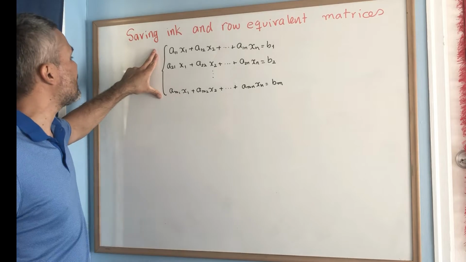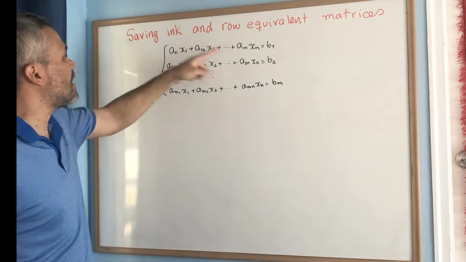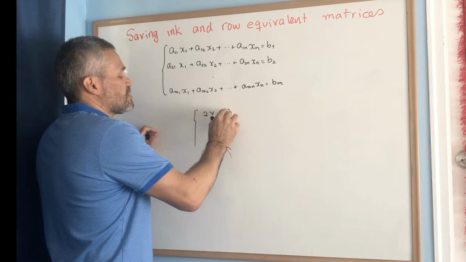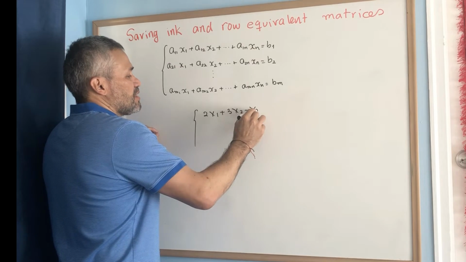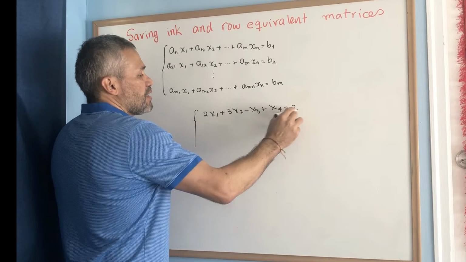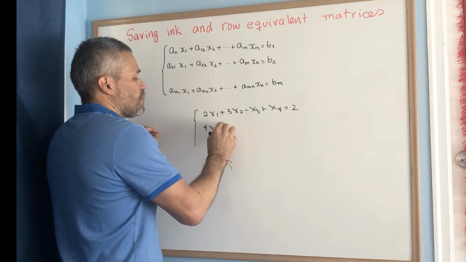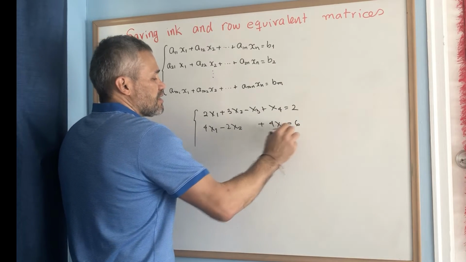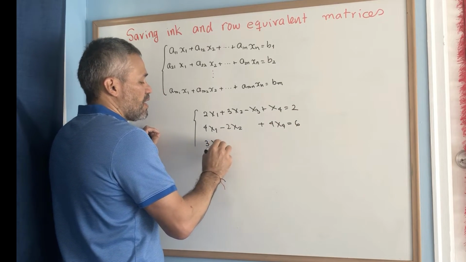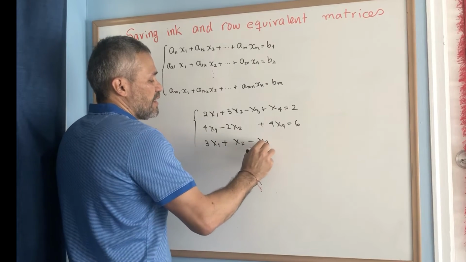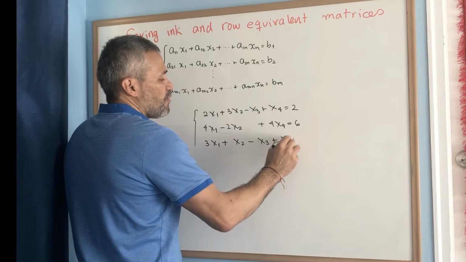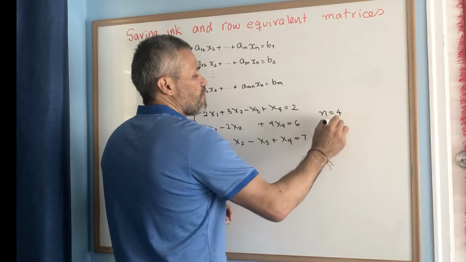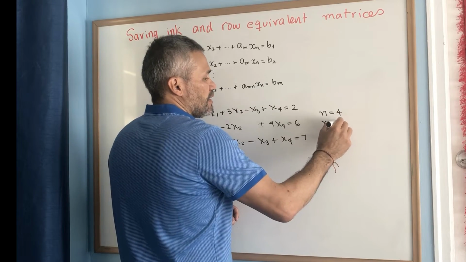Let us consider a system with m equations and n variables. For example, something like 2x1 plus 3x2 minus x3 plus x4 equals 2, 4x1 minus 2x2 plus 4x4 equals 6, 3x1 plus x2 minus x3 plus x4 equals 7. Then in this case, n is equal to 4 and m is equal to 3.